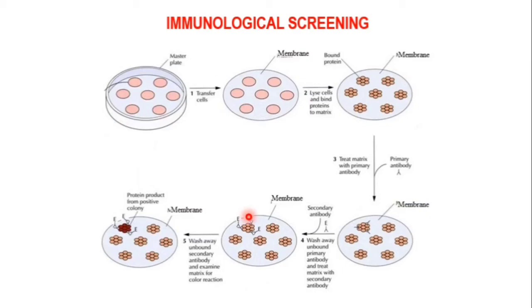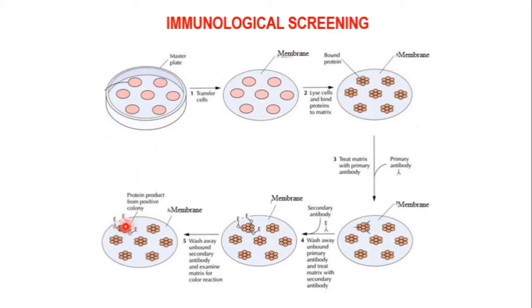Secondary antibodies are labeled antibodies. When we add substrate onto this nitrocellulose membrane, the enzyme will use that substrate and produce a colored compound. By detecting the color formation area, we can isolate which colony.